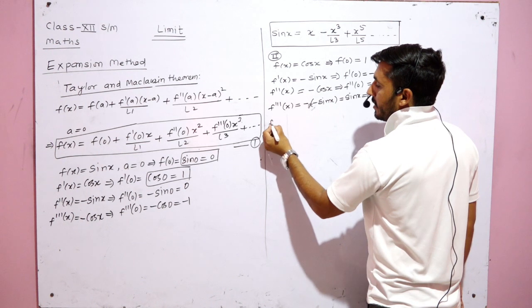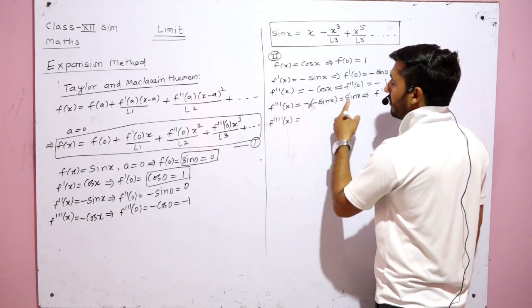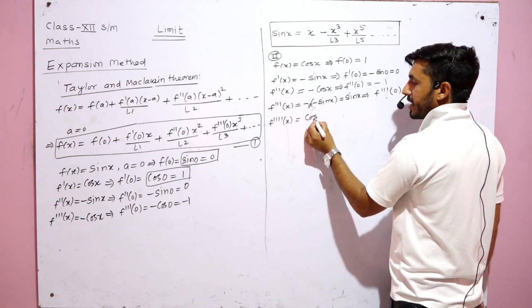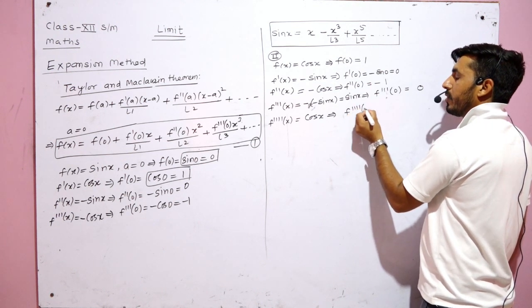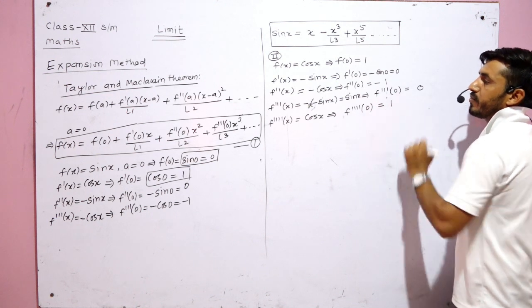If we need four times differentiation, then again we differentiate the function sin x and obtain cos x. Then f four of 0 is equal to cos 0, which means 1.